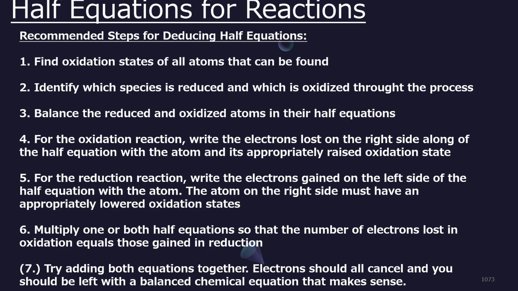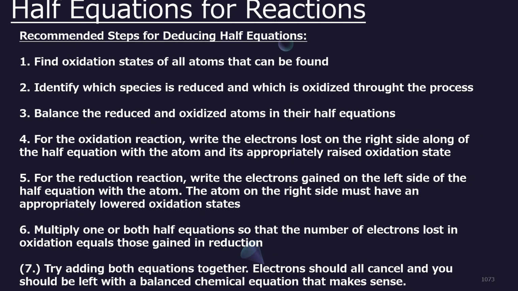Now, step 6 is important. If you just need half equations, you don't really need to do 6 and 7, but they are sort of confirmations that you've got it right. So multiply one or both half equations so that the number of electrons lost in oxidation equals those gained in reduction. This really represents what will be happening in reality, because the electrons need to cancel out and be balanced. So, for example, if your top equation has an oxidation of 1 electron and your bottom equation has a reduction happening with 2 electrons, you know that the top oxidation equation must be happening twice to give those 2 electrons to the reduced species.